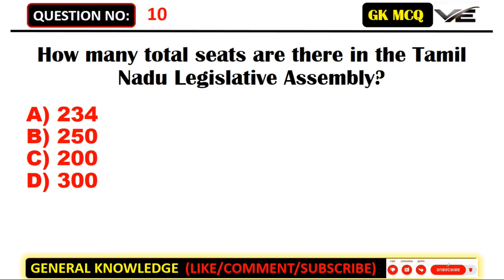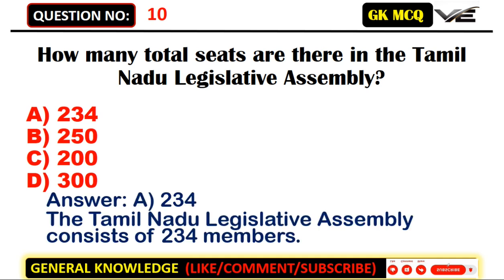How many total seats are there in the Tamil Nadu Legislative Assembly? A. 234. B. 250. C. 200. D. 300. Answer: A. 234. The Tamil Nadu Legislative Assembly consists of 234 members.